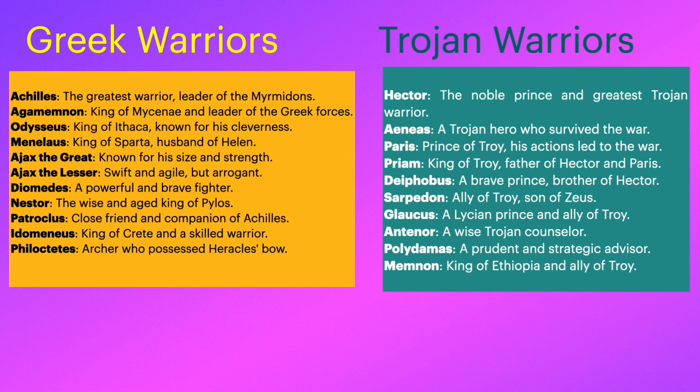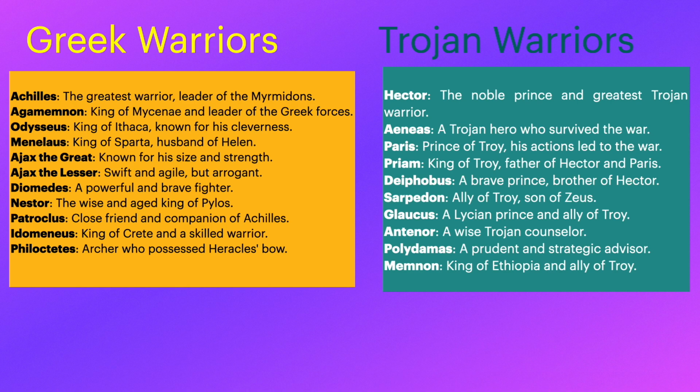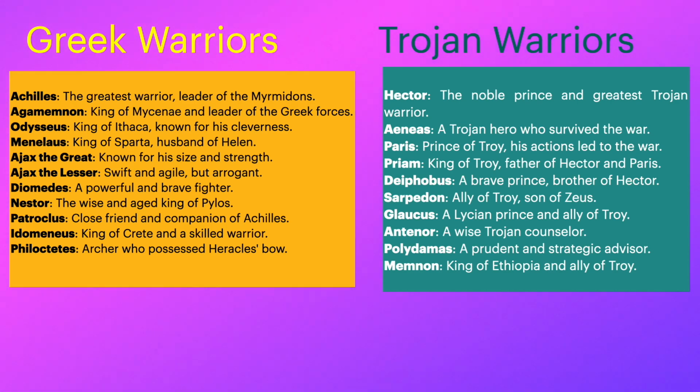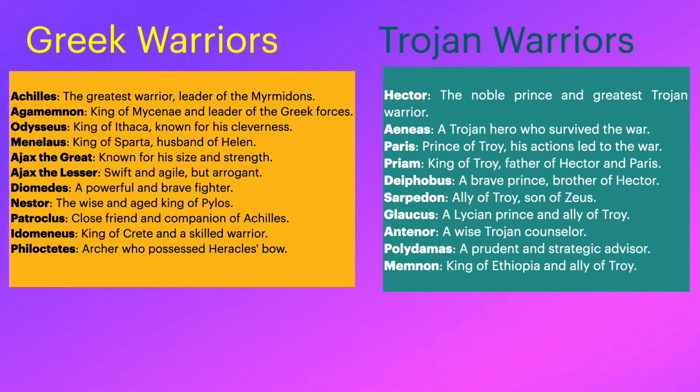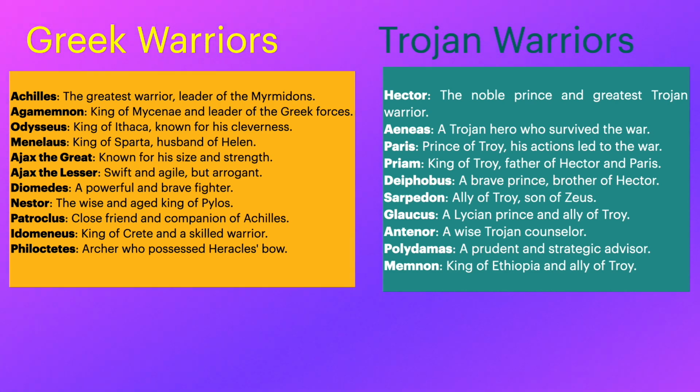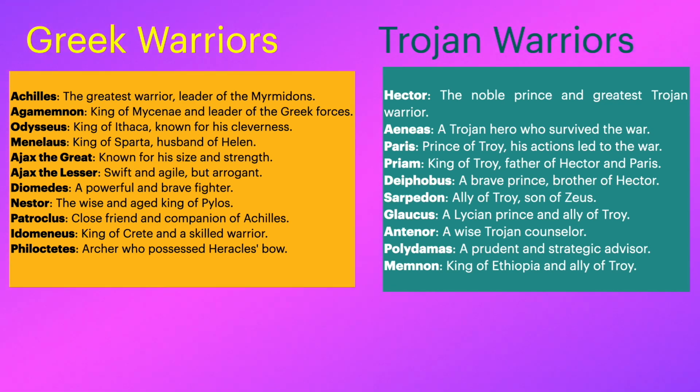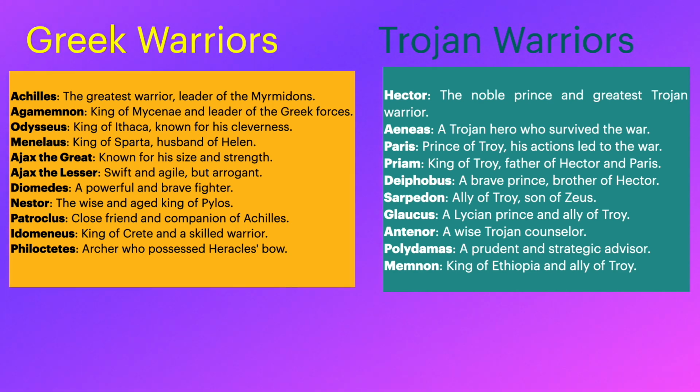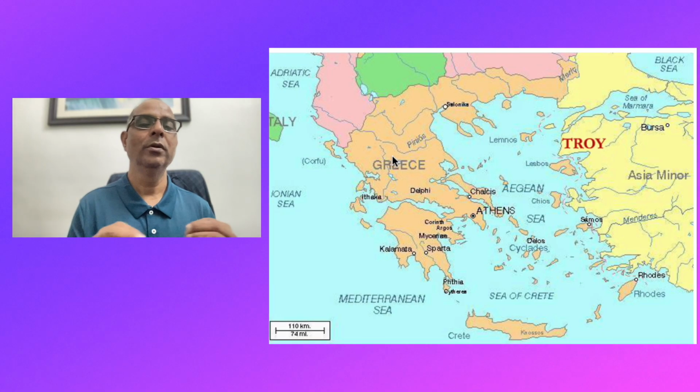Then Paris, this is the person who abducted Helen, Prince of Troy. His actions led to the war, as we all know. Then Priam, king of Troy, father of Hector and Paris. And then there are a couple of warriors who also took part and played major roles. But what we have to remember? We have to remember Hector, Aeneas, Paris, Priam.